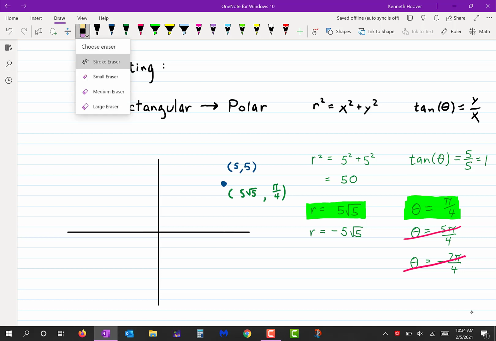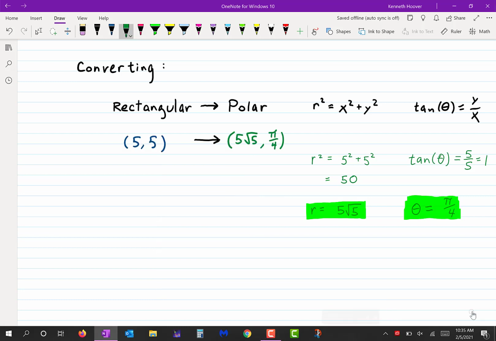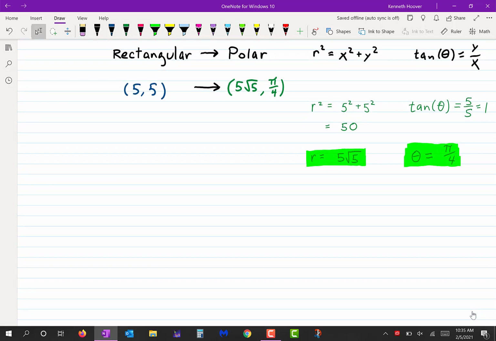Okay, that's how you convert a point from rectangular to polar coordinates. How do you convert an equation from rectangular to polar coordinates? Okay, let's look at that. Okay, suppose now I have the equation y equals x squared.